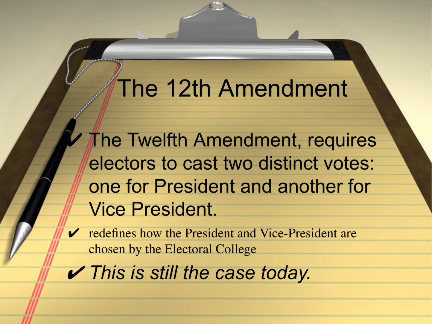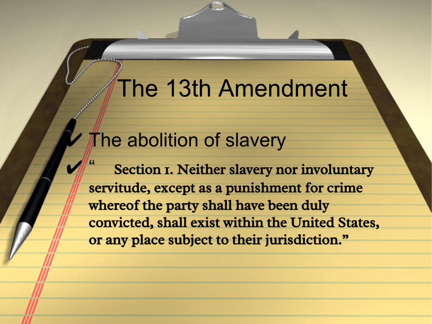The 12th Amendment requires electors to cast two distinct votes, one for president and another for vice president. It redefines how the president and vice president are chosen by the Electoral College. This is still the case today, so you can see it's still effective today. The 13th Amendment, saying the abolition of slavery.